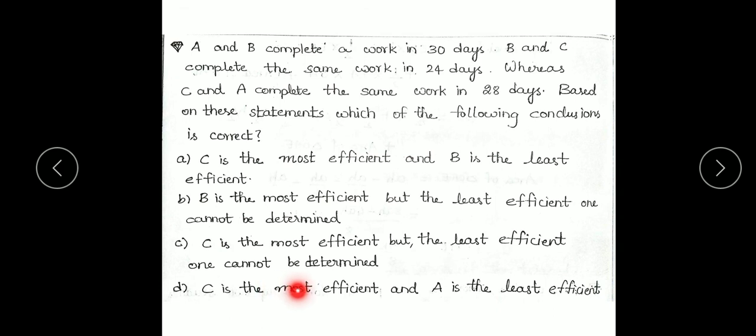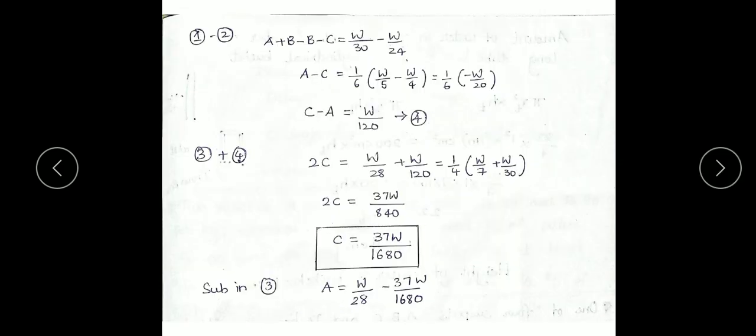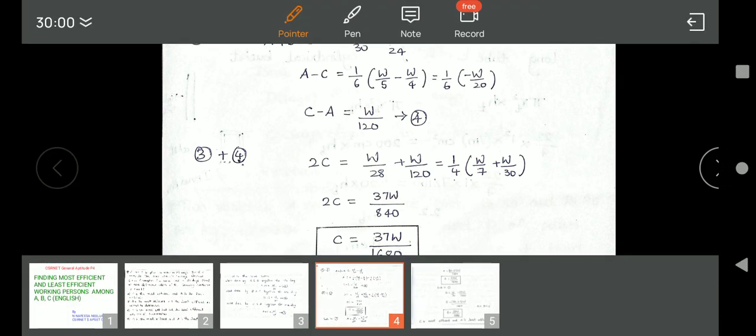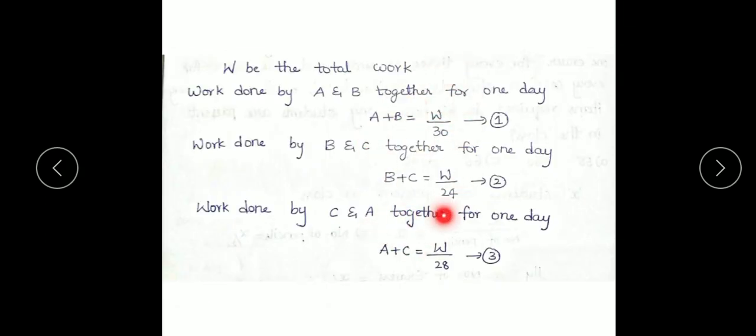So C is the most efficient and A is the least efficient one. So that is the answer. By these calculations we can confirm that C is the most efficient and A is the least efficient. Actually from these equations only we have confirmed, logically thinking we have confirmed, but if we want more positive confirmation, these are the calculations. But avoiding this huge amount of calculation is good in order to save time.